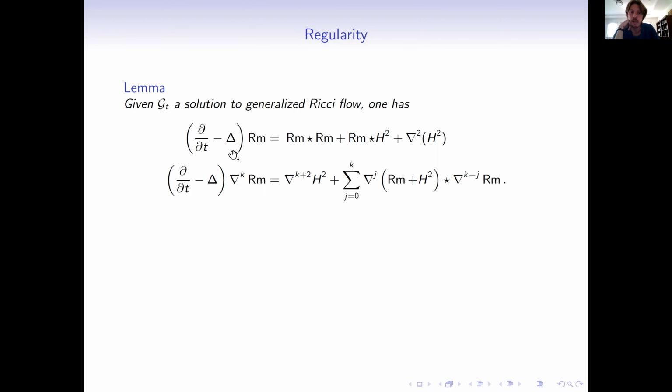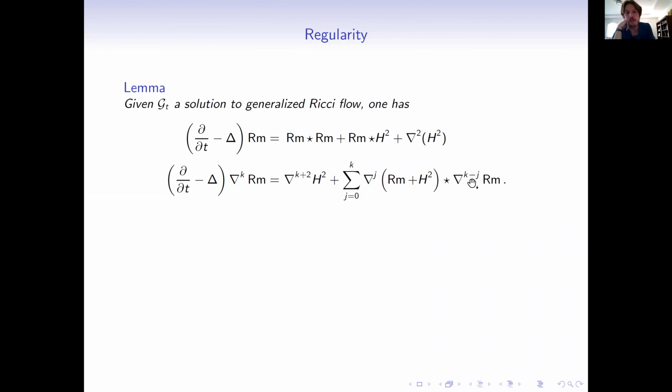And then there's a similar formula for the heat operator applied to the kth covariant derivative of curvature. So here we get this awkward k plus second derivative of h squared term again. This is like this grad squared h squared term here. And then we get, again, certain universal contractions of lower order derivatives, which look as follows: the sum as j runs from 0 to k of the jth derivative of Riemann plus h squared times the (k minus j)th derivative of Riemann.